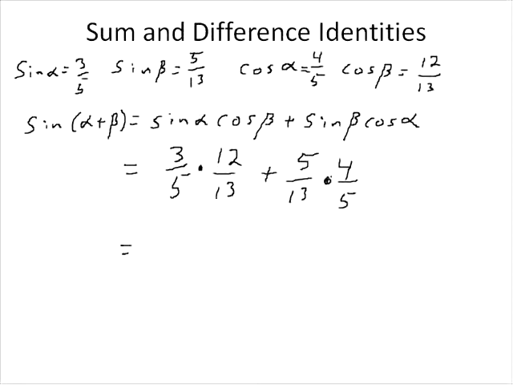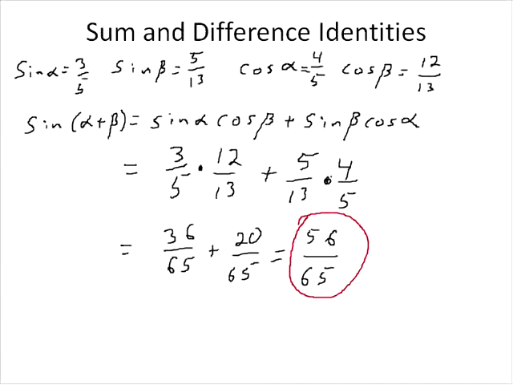I'm just going to multiply these out. 3 times 12, there's 36 over 65, plus 20 over 65. So my answer is 56 over 65. We're done, and that deserves a better color, so let's go here and make a nice red circle. We're finished. We found the sine of alpha plus beta.